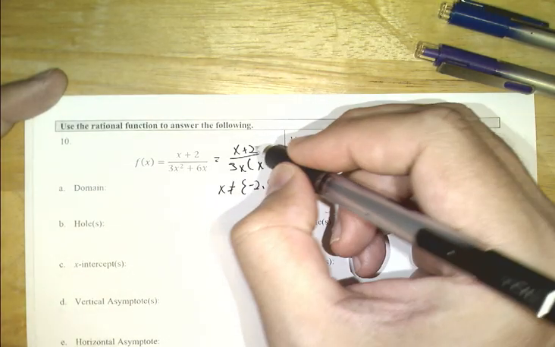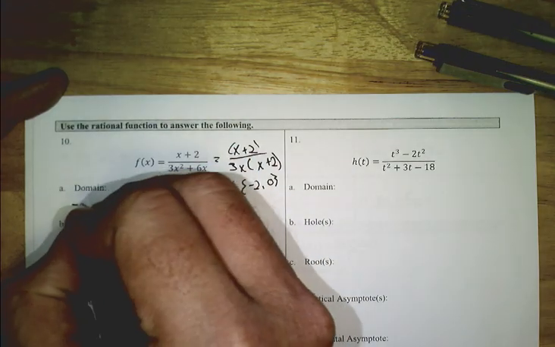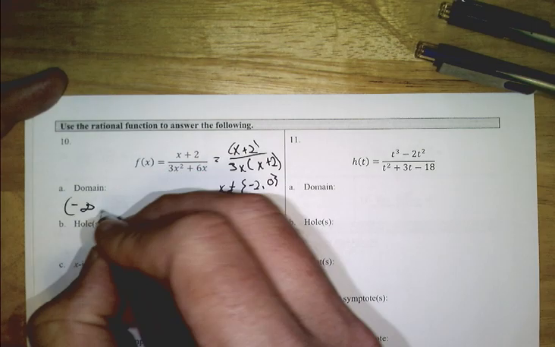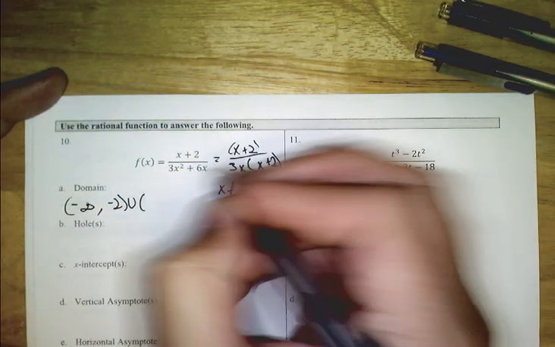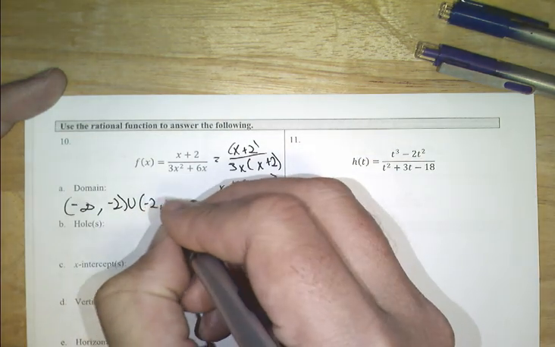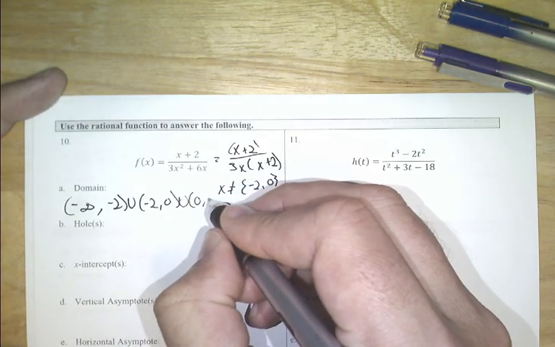So our domain is going to be negative infinity to negative 2, union negative 2 to 0, union 0 to positive infinity.